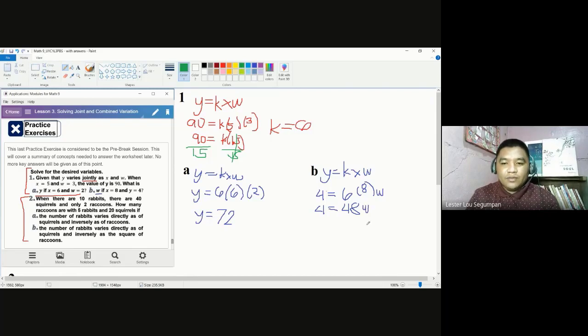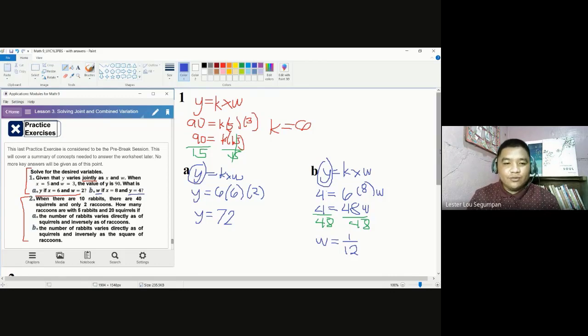48W. And then divide both sides by 48 here and here. So our answer for letter B, W is equal to 4 48ths, or in lowest terms, 1 12th. So there are also problems or items wherein it's not all the time that the dependent variable, Y, is what we're looking for. Just like in letter B, same value for K, same mathematical equation, but what we're looking for is W, because Y here is what is given.